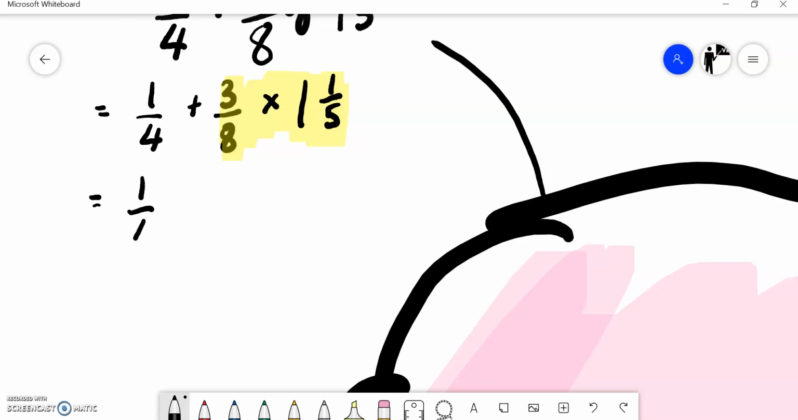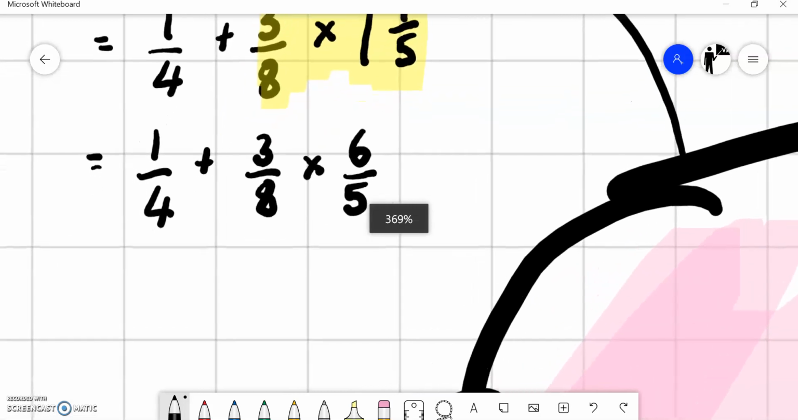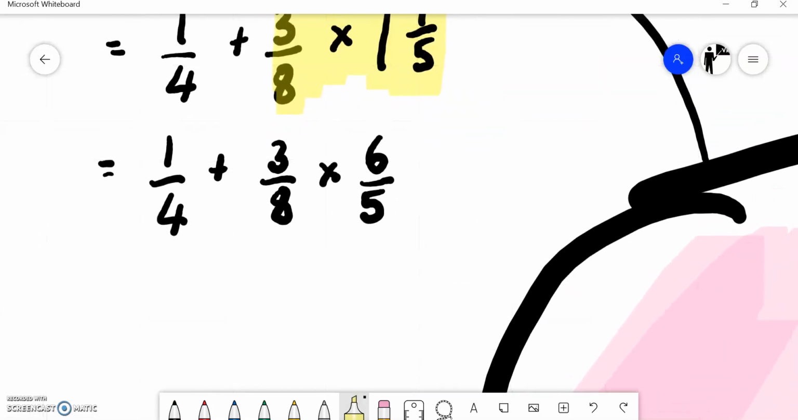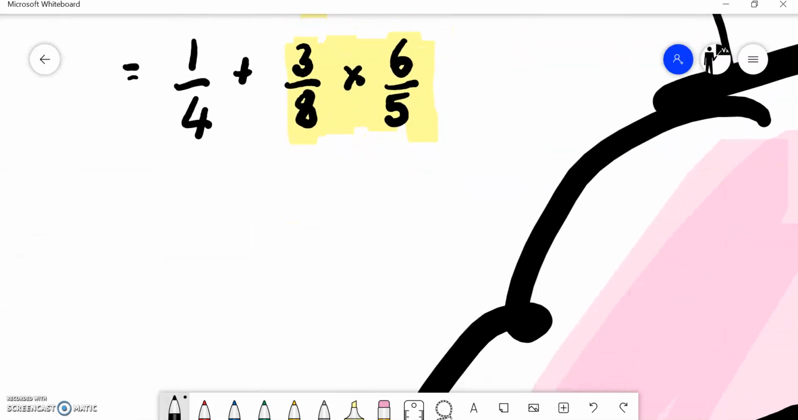So I'm just going to bring this quarter down. First thing I'm going to do is change that mixed number to an improper fraction. That's going to be 6 over 5. Okay, I've done that. I'm still going to keep this highlighted to show this is the part we're doing first. Okay, so let's look at our diagonals this time. 3 and 5 I can't do anything with. I can do something with 6 and 8 though. They're both in the 2 times table. 2 goes into that 3 times. 2 goes into that 4 times. Okay, so then I'm just going to read off what I've got. 3 times 3 is 9. 4 times 5 is 20.